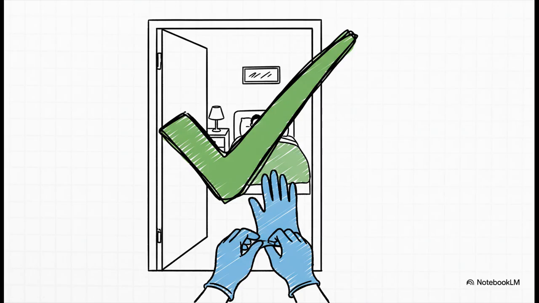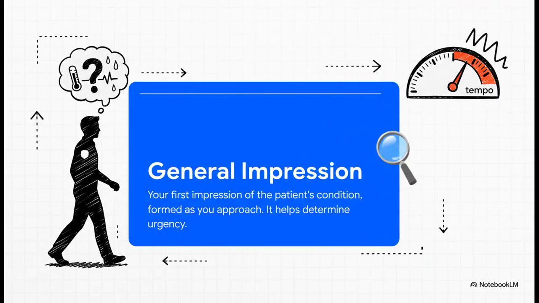Step 1, scene size up. And let me tell you, this is absolutely non-negotiable. Before we even think about touching the patient, the first question is always, is the scene safe? For us, for our partner, for the patient. In this case, it is. We can see we have just one patient, and we've already got our gloves on, standard precautions. Only now is it safe to approach. So as we walk into the room, our assessment has already started.